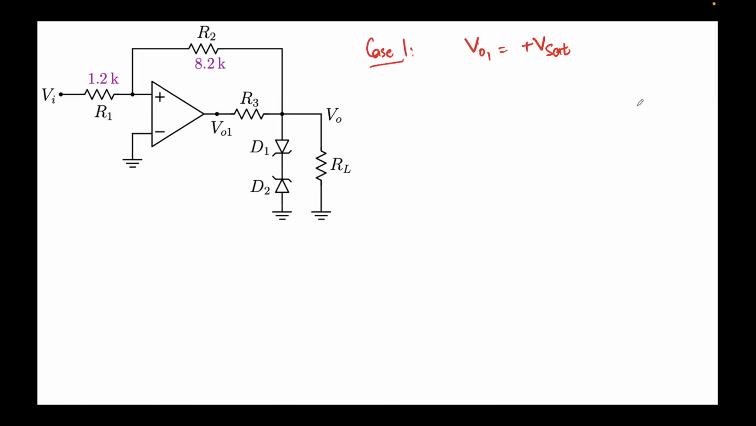Okay, all right, so now this is my case 1. So I am assuming V01 equal to plus Vsat. All right, so what that would mean is that now let's label some voltages. So this is V plus. Okay, this means that when V plus is greater than V minus, then only it will be at plus Vsat. So V plus is this, V minus is this.